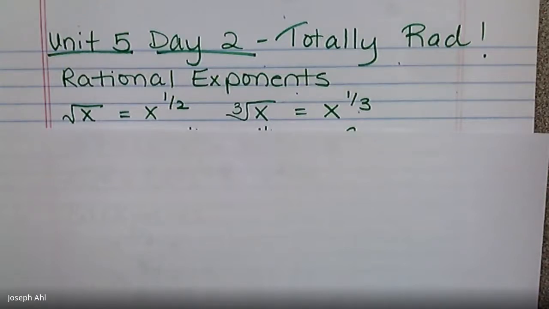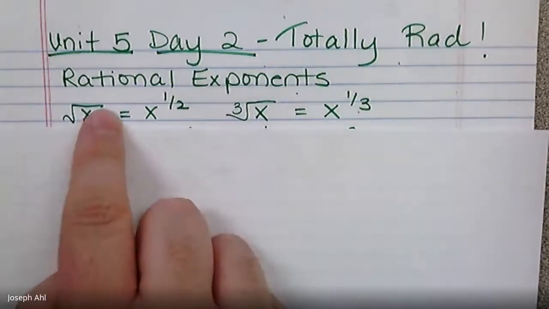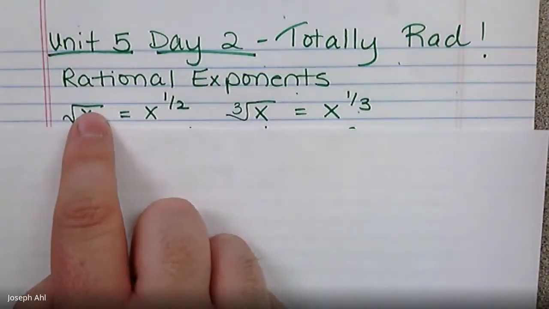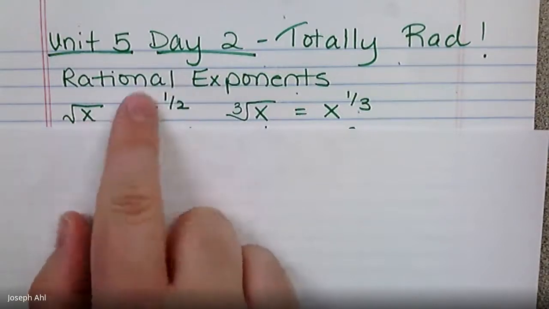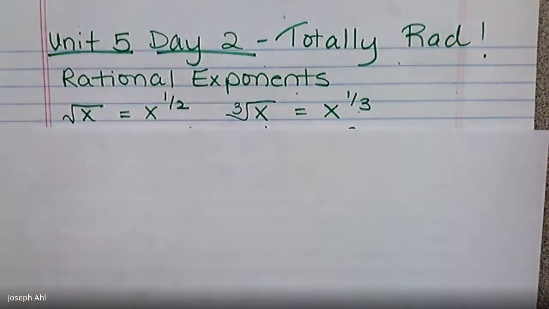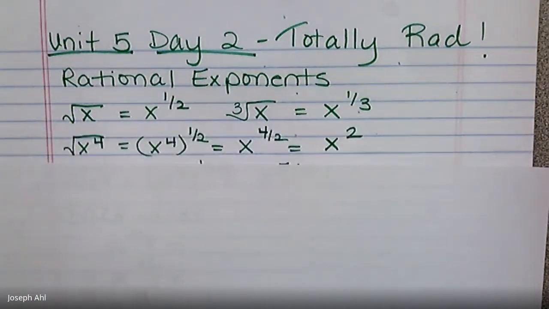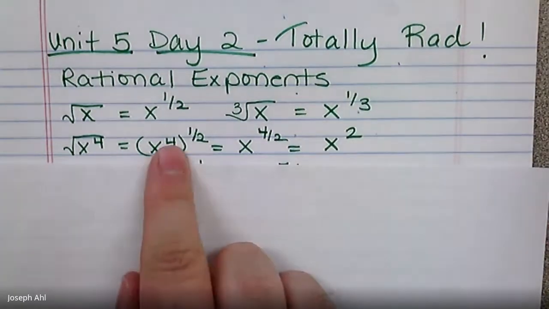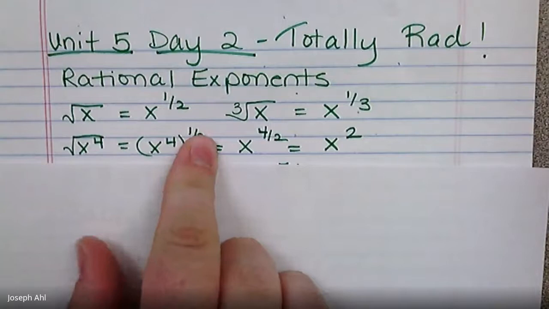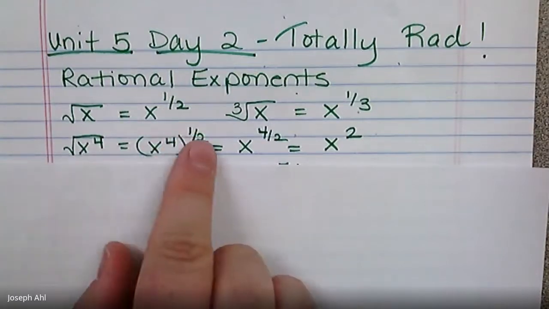And what we want to start building towards here is if x on the inside has an exponent attached to it already, like if this was x squared or x to the third on the inside, what does that look like in rational exponent form? So here's an example of that. The square root of x to the 4th is the same thing as saying x to the 4th to the 1/2 power. So you can change this from radical form to that exponent form using the 1/2 exponent.